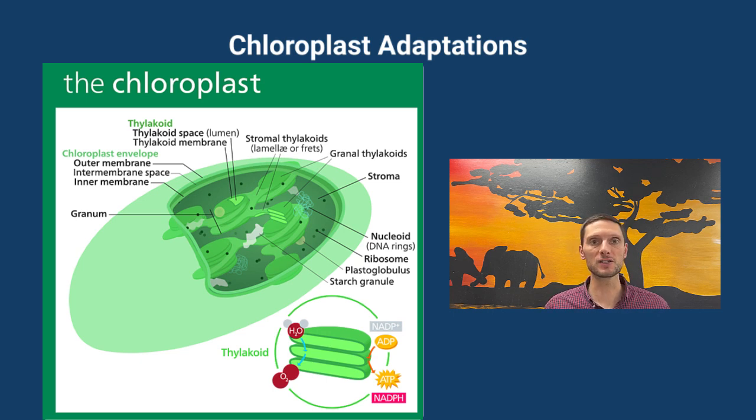The chemical reactions of the Calvin cycle take place within the stroma, and it produces some ATP and a molecule called NADPH, and those are necessary in order for photosynthesis to take place and produce sugar. And so the chloroplast, much like the mitochondria, has some specific adaptations and structures to be able to perform its function, in this case producing sugar.